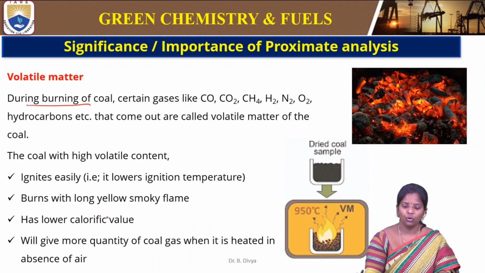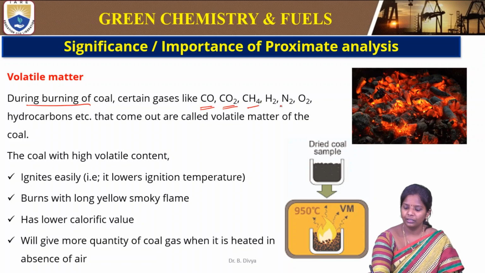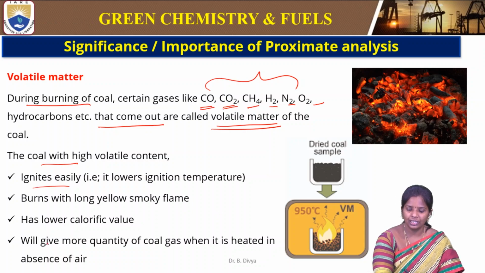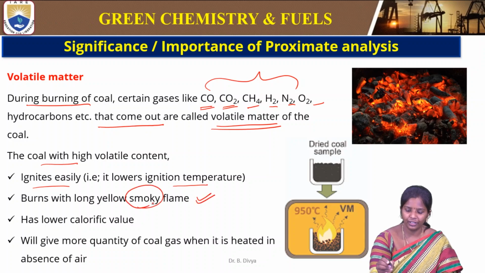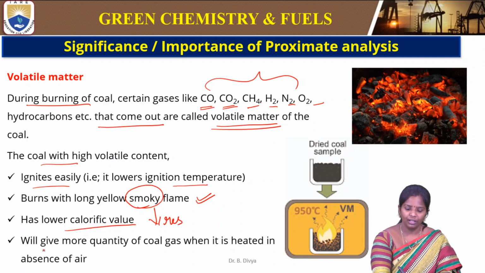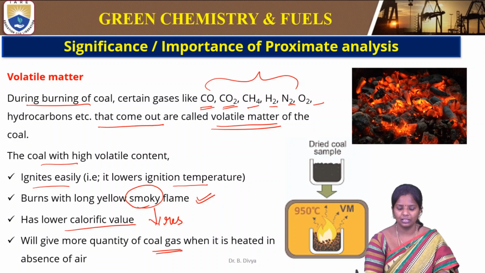Volatile matter: during burning of coal, certain gases like carbon monoxide, carbon dioxide, methane, hydrogen, nitrogen, oxygen and hydrocarbons come out, and these are called volatile matter. Coal with high volatile content ignites easily, lowers the ignition temperature, and burns with a long yellow smoky flame. We don't really require this smoky flame, and it has low calorific value. The calorific value goes down. It will give more coal gas when heated in the absence of air. But even if volatile matter is present, it will reduce the calorific value of that coal. So it is always important to reduce the volatile matter present.